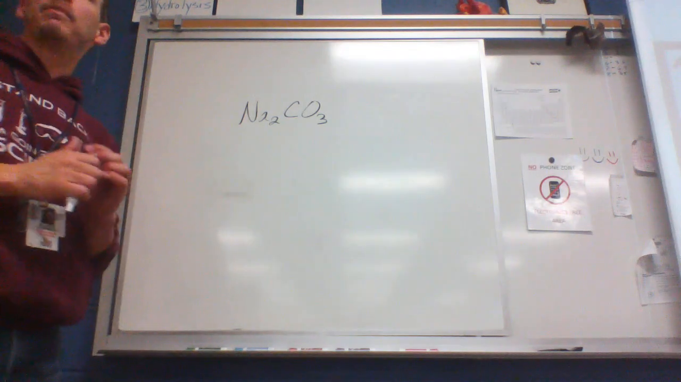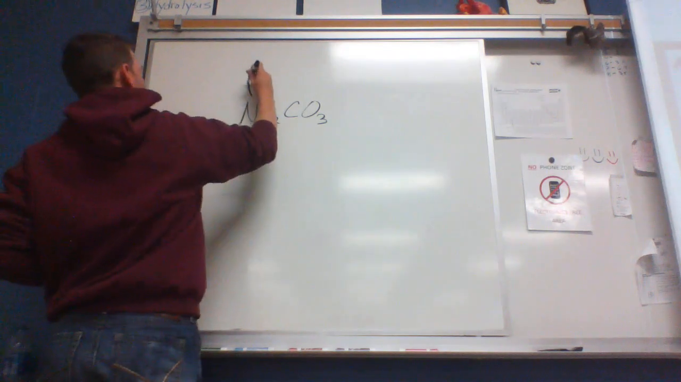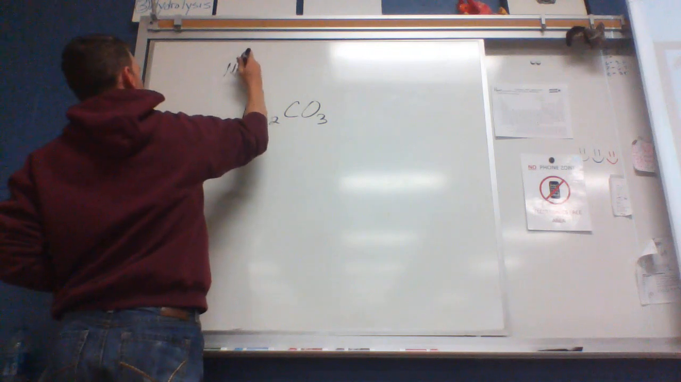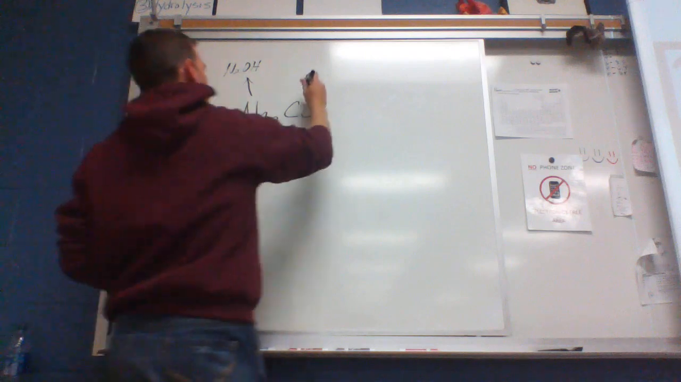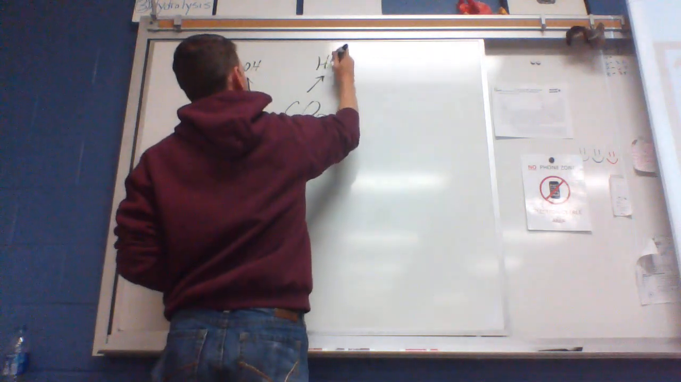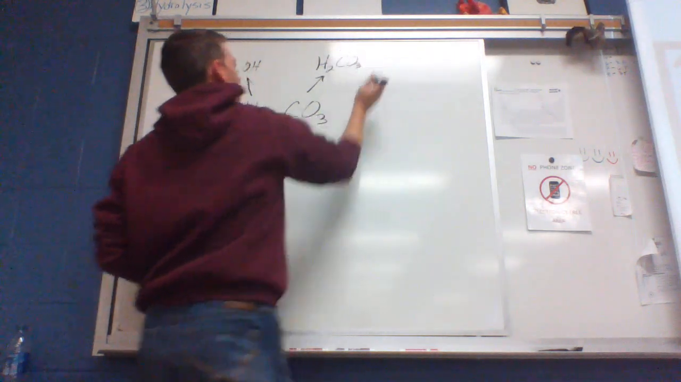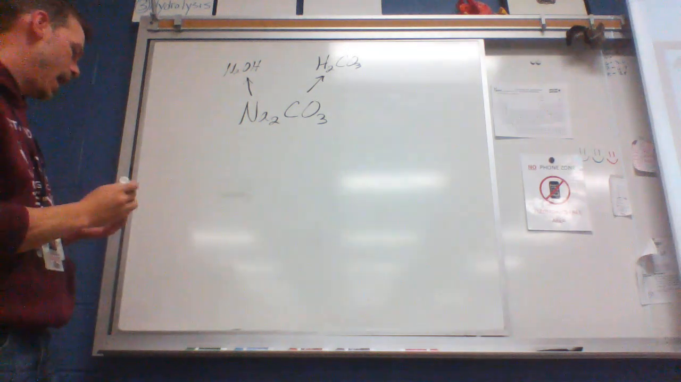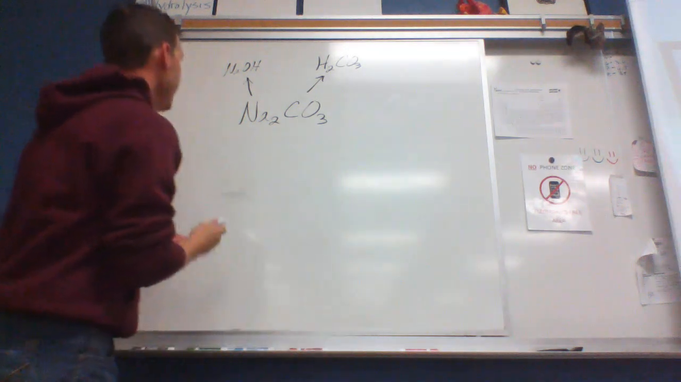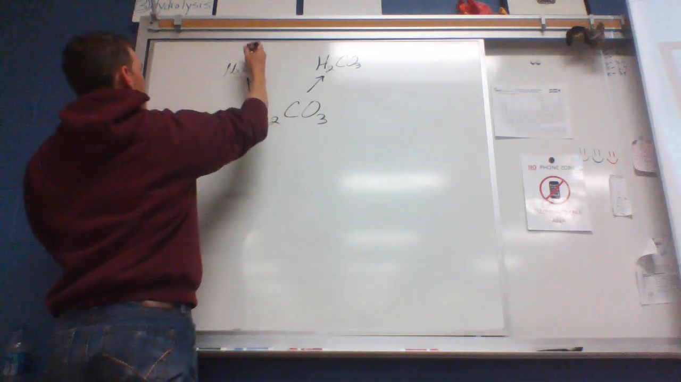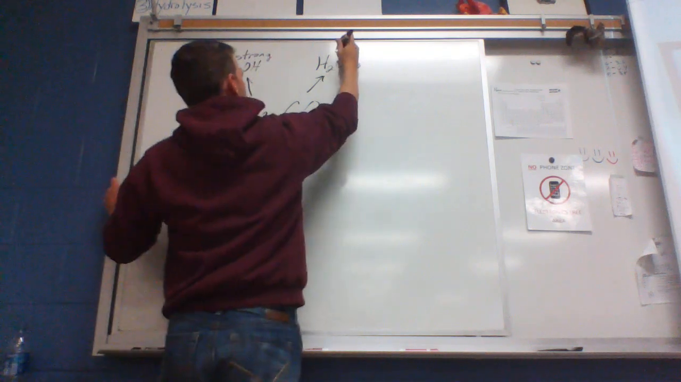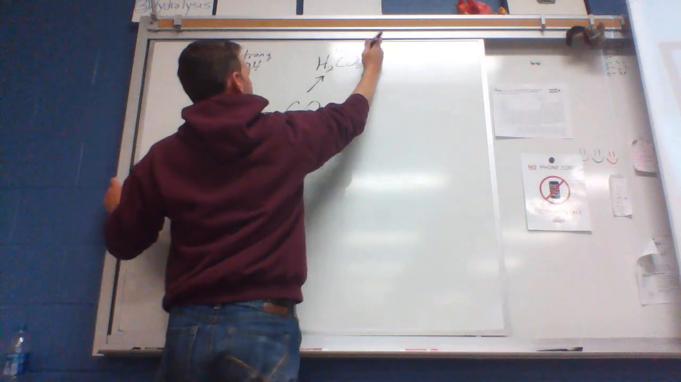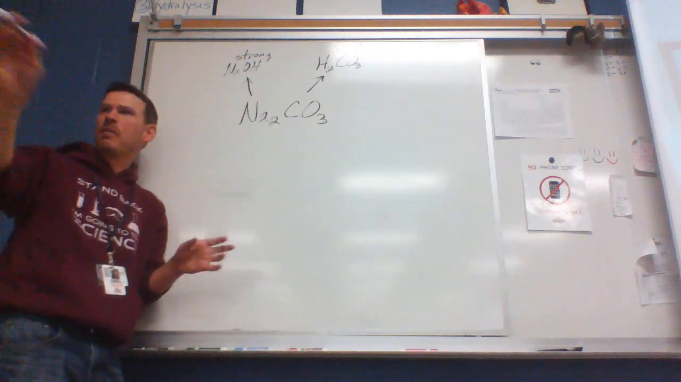Now, we can draw the same conclusions, right? I can assume that the Na started off as NaOH. I can assume that the CO3 would have had a parent of H2CO3. I could also say that I know this one here is strong and that this one here is weak. Does anybody have a question about what I just did?